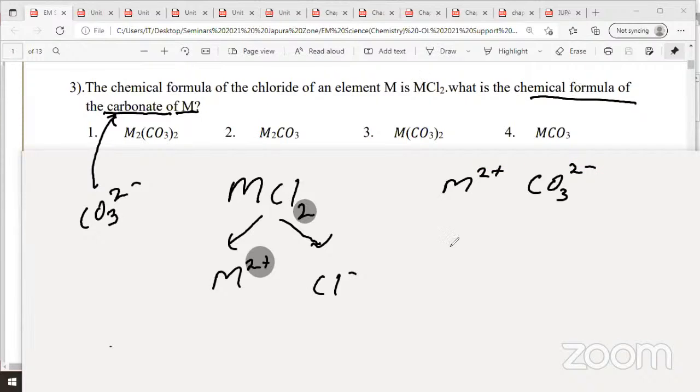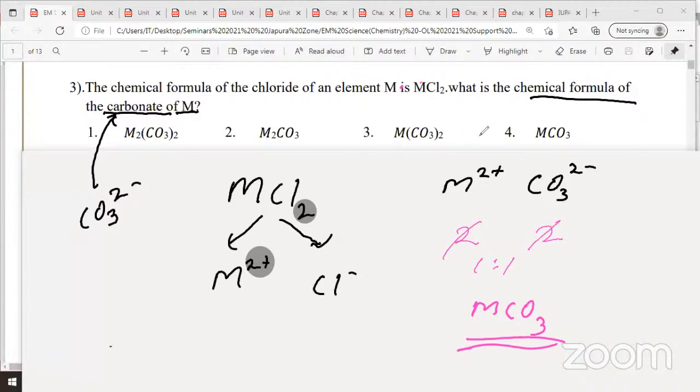Or else you can write the valency under each. Here the valency is 2, here the valency is 2, and the simplest ratio is 1:1. Then you get the formula MCO3. The answer will be MCO3. Answer is the 4th. When you are writing the formula, don't leave a gap between M and CO3. So the answer is the 4th.